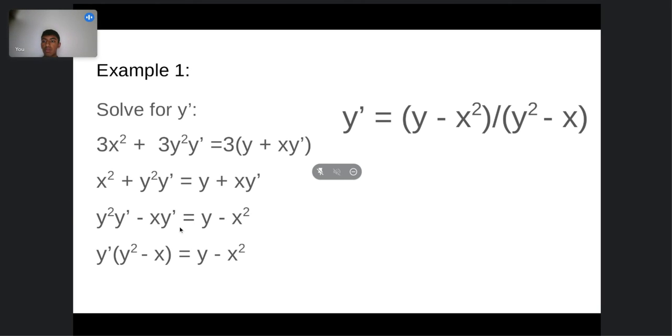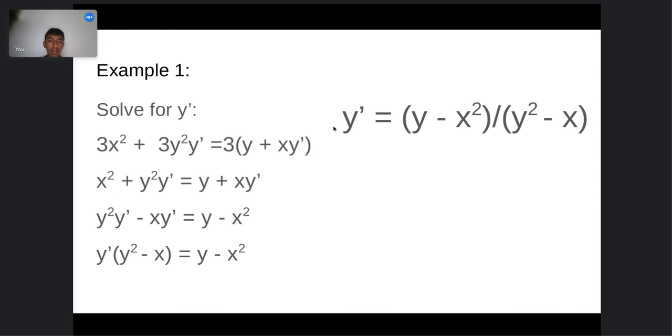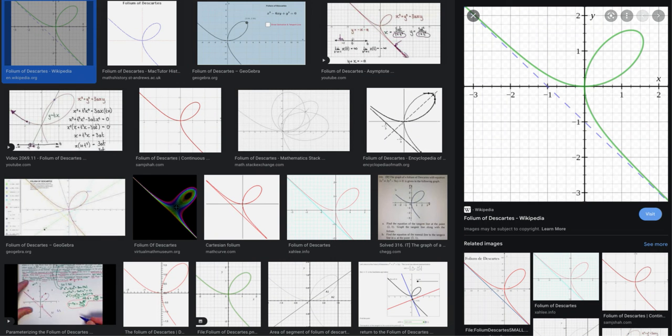Now we move everything with the y derivative to one side, everything without it to the other. It's just like solving for x. Now we factor out the y derivative on this side, and then we divide by this remaining part to move it to the other side, which means the derivative for Descartes' folium is y minus x squared divided by y squared minus x. So the way this works, let's open up Desmos.